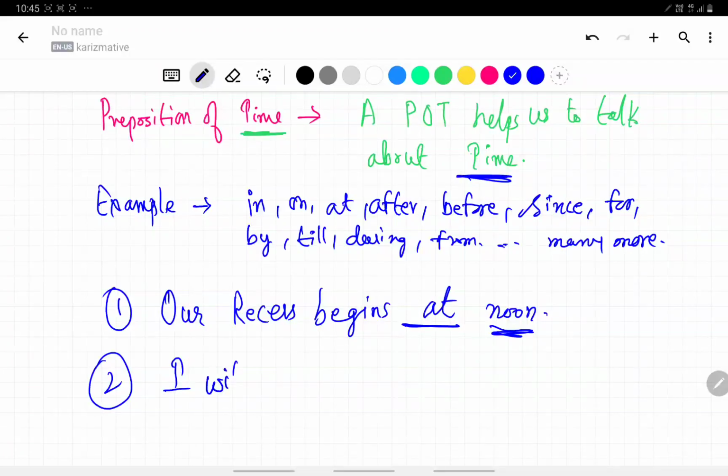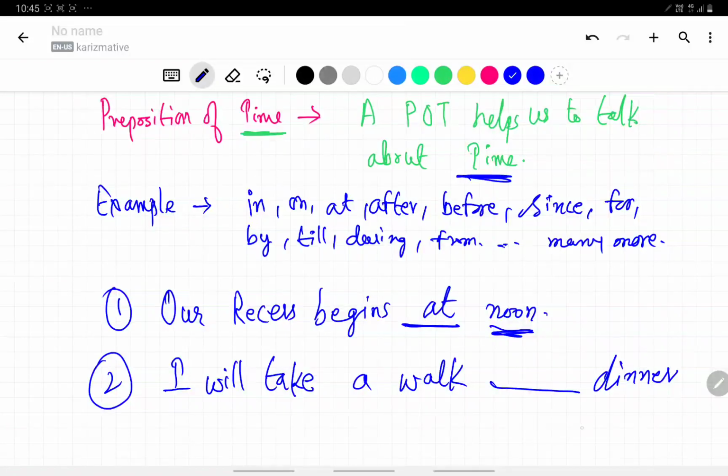Okay, let's go for another example. I will take a walk. You can note down a walk or simple walk also. I will take a walk, dash, dinner. मैं डिनर के बाद एक वॉक ज़रूर लेता हूँ. आई विल टेक वॉक कब? डिनर के बाद. जब उसको हिंदी में एक्सप्लेन किया, आपके पास बाद वर्ड आया, इट मीन्स यू आर सपोज टू राइट डाउन हेयर आफ्टर. आई विल टेक अ वॉक आफ्टर डिनर, राइट.